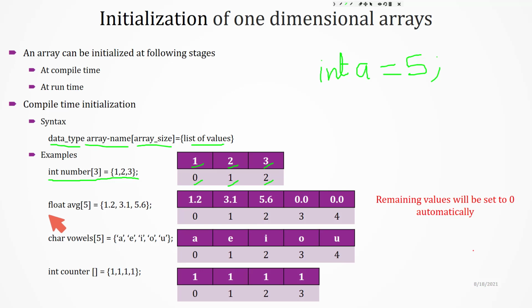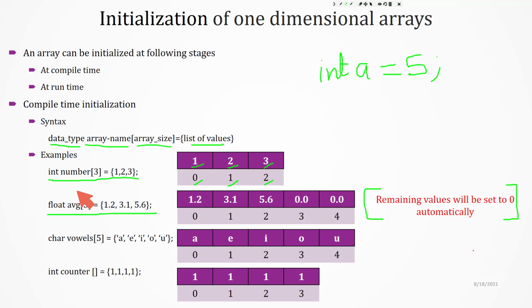Just listen to this example. Here it is a float array whose size is 5, but the list of values contains only 3 elements. The first cell will contain 1.2, the second cell will contain 3.1, and the third cell will contain 5.6. But since the size of the array is 5, there are 2 remaining cells. In those remaining 2 cells, the value 0 will be stored. So the remaining values will be set to 0 automatically.